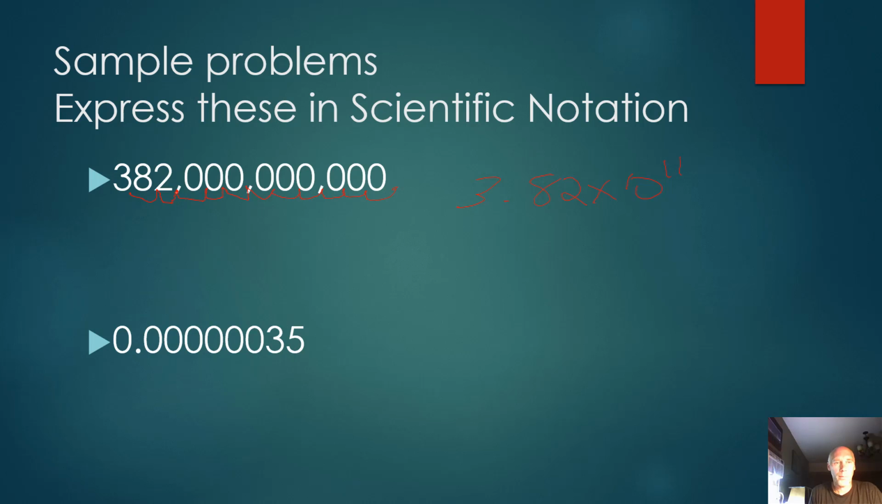And here's a very small number, so I want to put this as 3.5 times 10 to some negative power. Let's see what it is. 1, 2, 3, 4, 5, 6, 7. And there you go. So there's a couple examples. You should get the hang of that now.